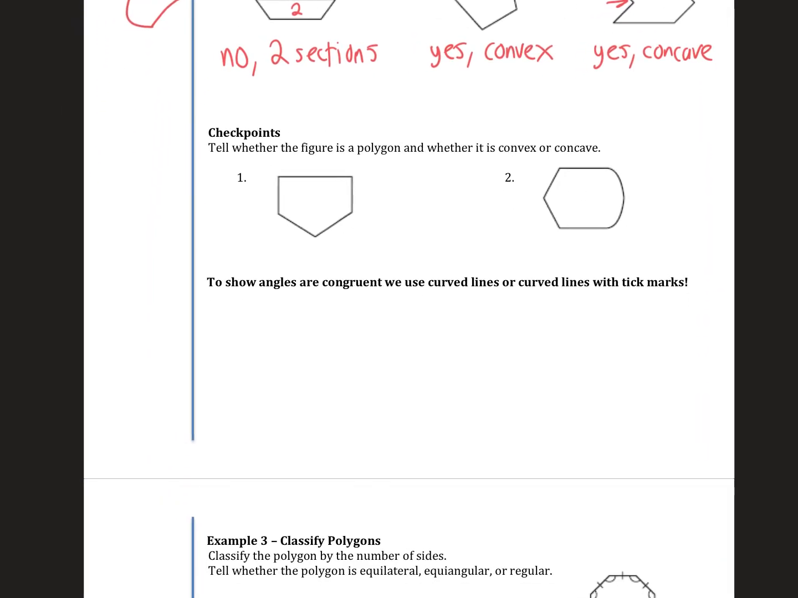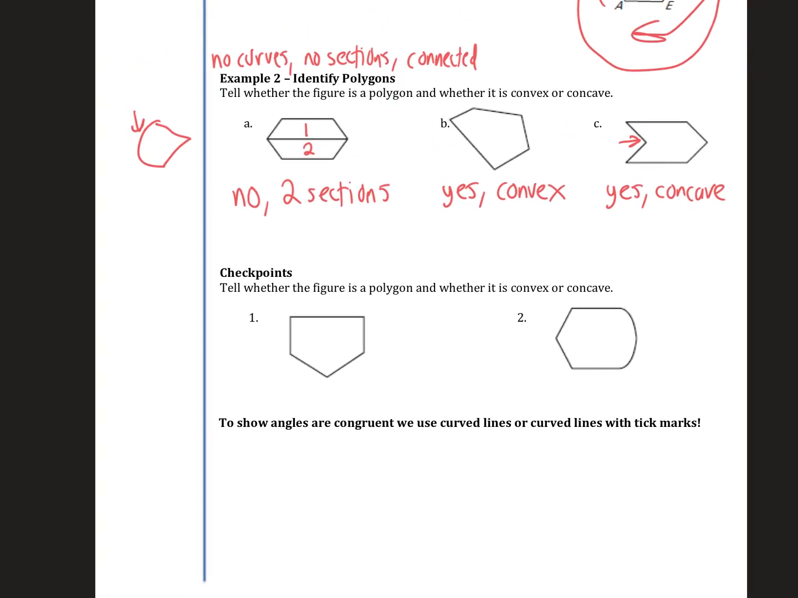All right, and then checkpoints 1 and 2 are the same thing. For checkpoint 1, are there any curves? No. Are there any sections? No. And by sections, what I mean, go back to A here. See how this line kind of separates the two parts of the polygon? That's what I mean by sections, okay? So no sections. Is it connected? This is yes. And are there any dents or anything, or no? There are no dents. This is going to be convex.